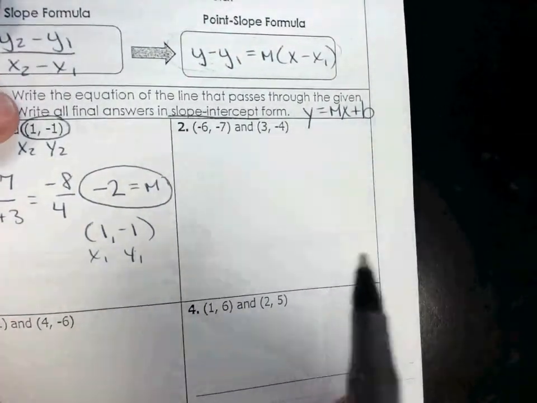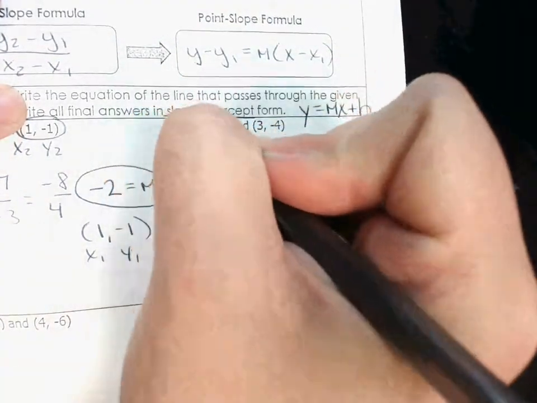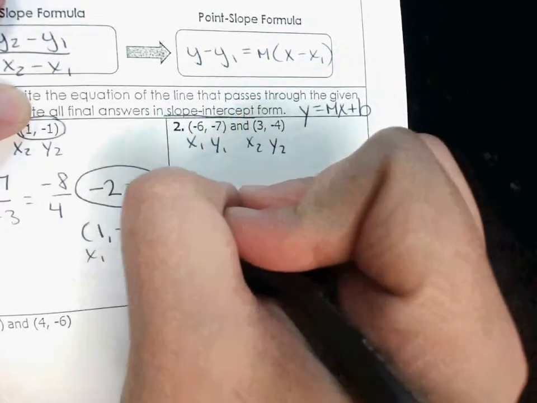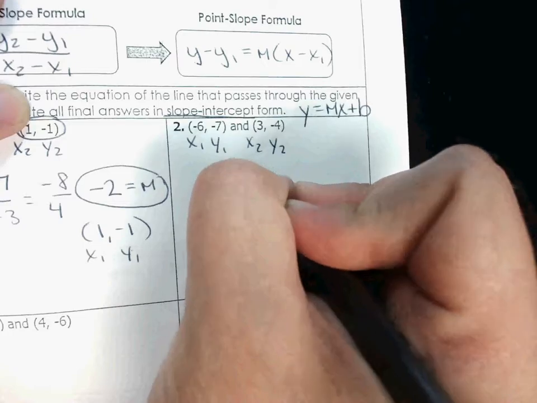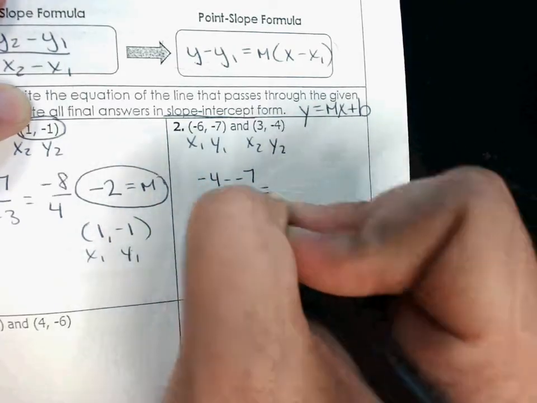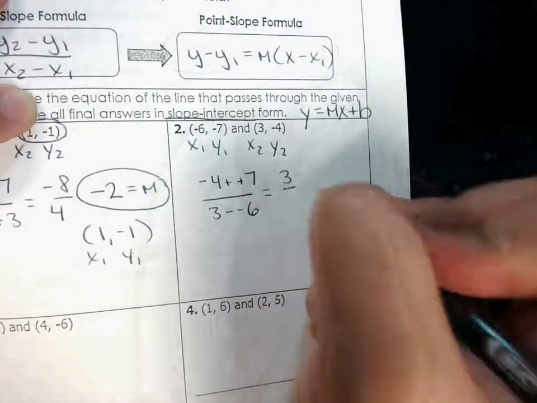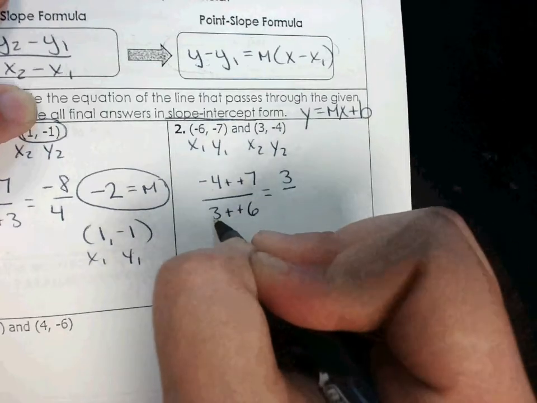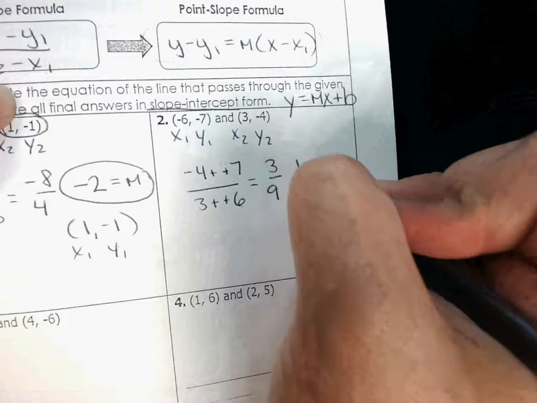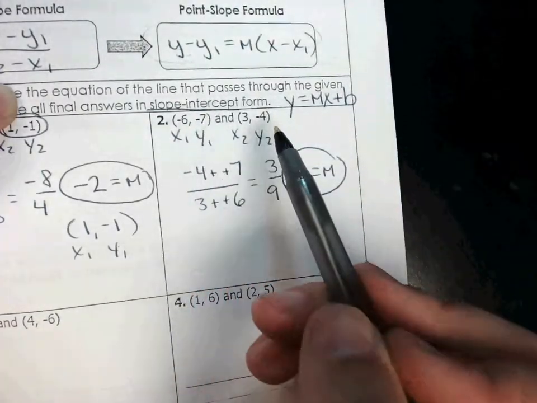If you need time to write these points down, go ahead and pause. It's just I got about 4 minutes left on time. So I'm going to go ahead and label. We got y2 minus y1 over x2 minus x1. Turns into a positive. Negative 4 plus 7 is 3. Minus the negative turns into a positive. 3 plus 6 is 9. 3 over 9 reduces to 1/3. That is your slope.